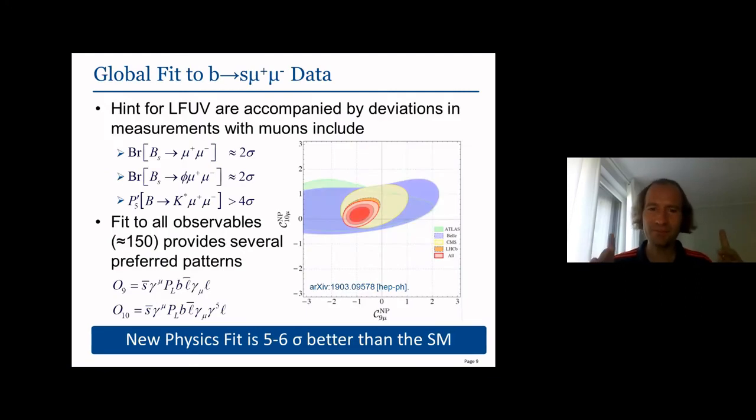But now there comes something really interesting, namely that also in observables which don't measure lepton flavor universality violation, simply because we only know the muon mode, because it's much easier to measure, you have also found hints for new physics. Among them, there are many, many observables. The most important ones are B_s to mu mu, B_s to phi mu mu, but also this famous angular observable called P5 prime in B to K* mu mu. Here, the significance alone is already quite high.